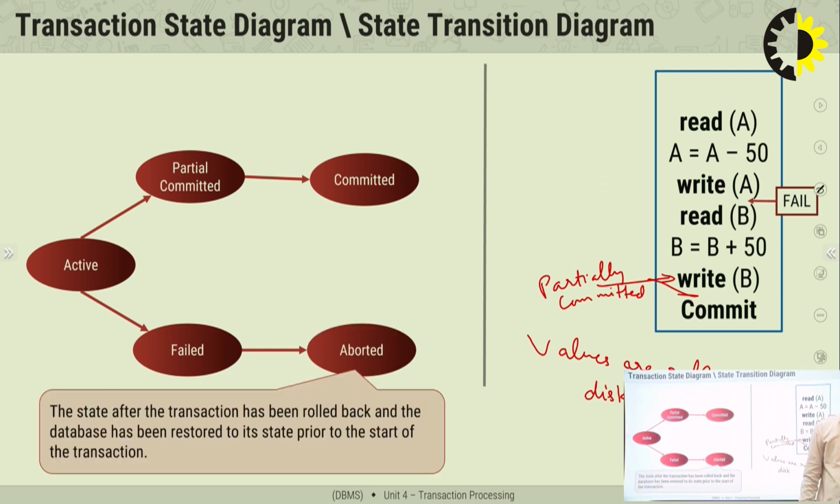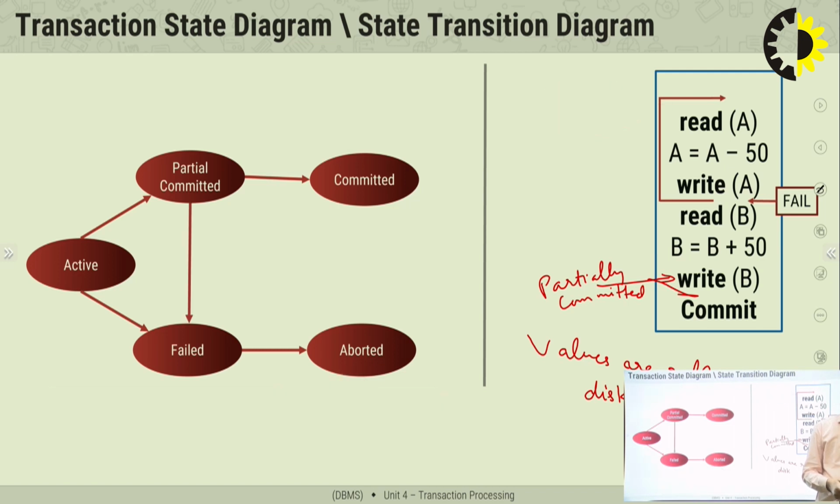Aborted state: after the transaction has rolled back, the database has to be restored to the previous consistent state before the start of that particular transaction.